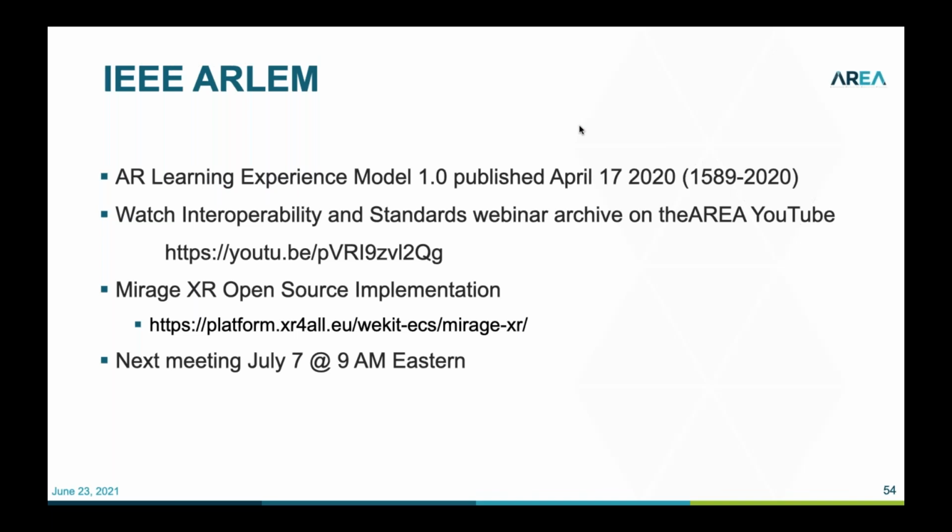The IEEE AR learning experience model was published in April 2020, around the same time as the ETSI ISG spec. We are now doing outreach and ecosystem development, and we did a webinar last fall with the support of the area. And there is an open source implementation. It's also now available.